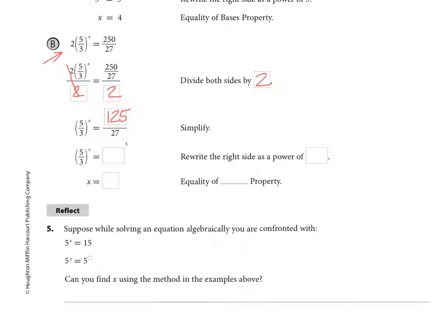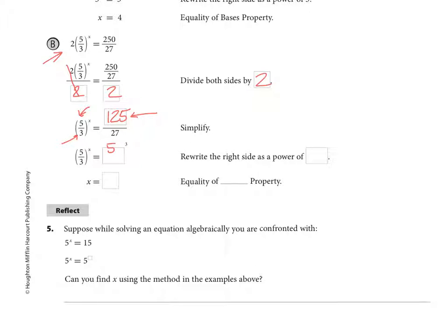Now, what it wants us to do is rewrite these using exponents. So 125. This is always my clue right here: the base number on my exponential function. In my numerator, the base number is 5. So I need to rewrite 125 as a power of 5. That is 5 to the third power.